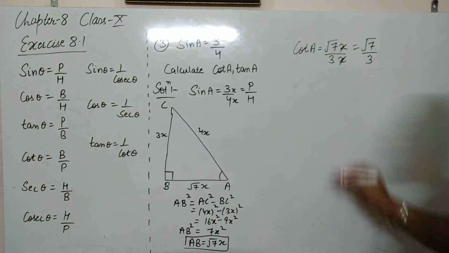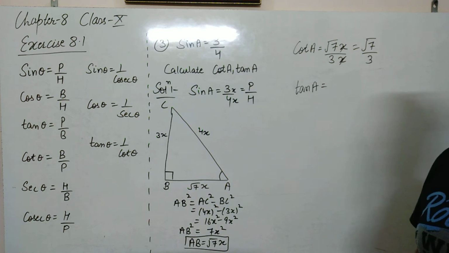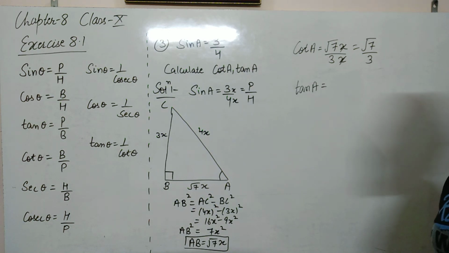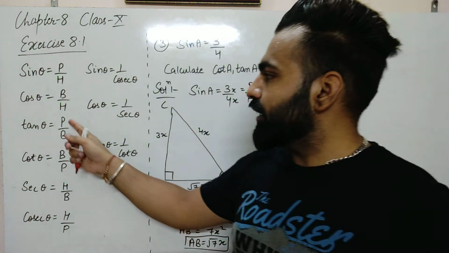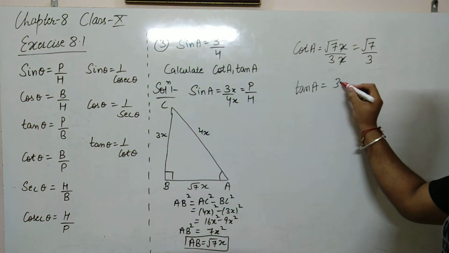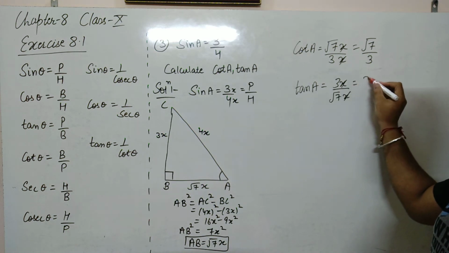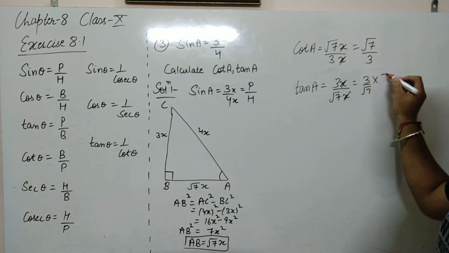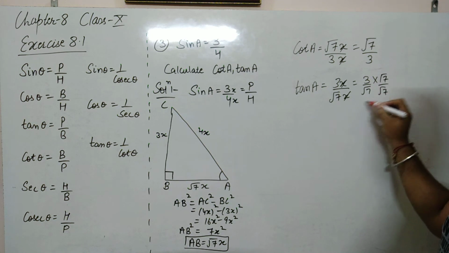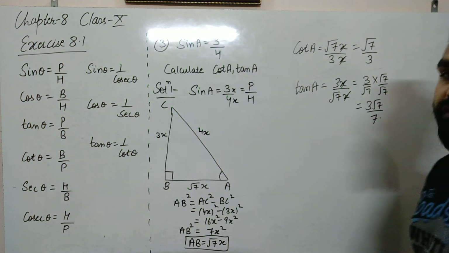Now what is tan A? We know that tan A is the reciprocal of cot, or we can see it by the formula P by B. So this will be 3x by root 7x. So on rationalizing, this will be 3 root 7 by 7. So this was question number 3.